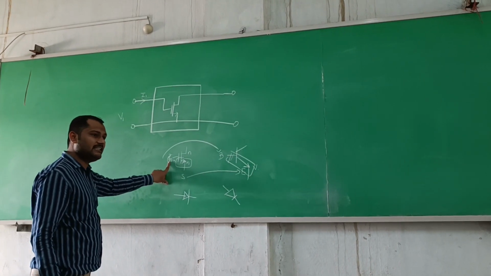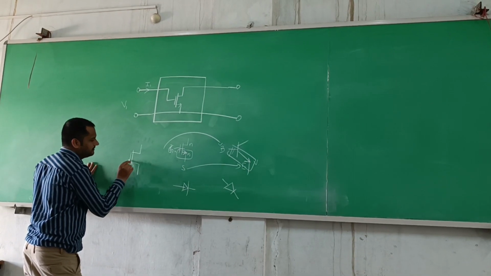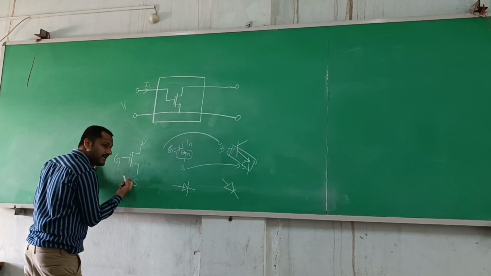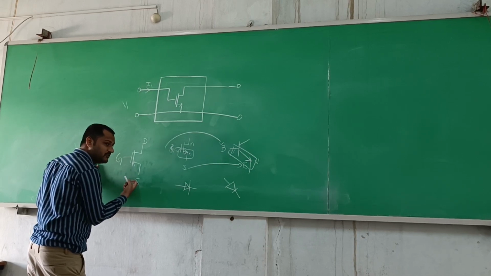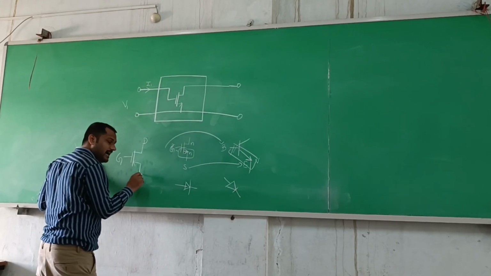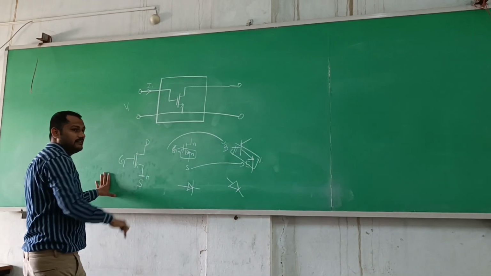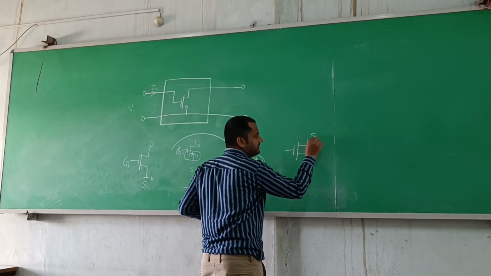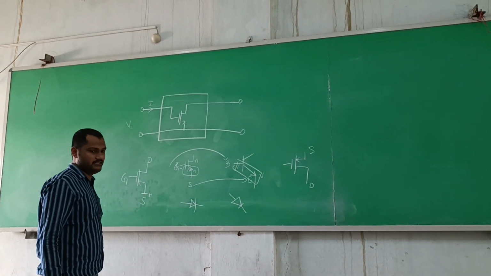Now for the NMOS transistor, it will be here: source, drain, gate. But actually, PMOS gives us a strong zero, so its source is always connected to higher potential. So this symbol will be flipped. For PMOS, the source will be upside and the drain will be downside. Okay? Clear? Do not miss the symbol. These are very basic fundamentals.